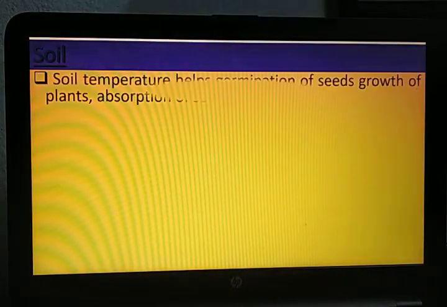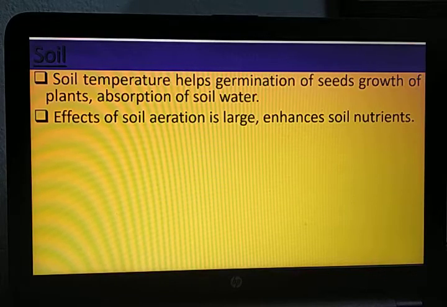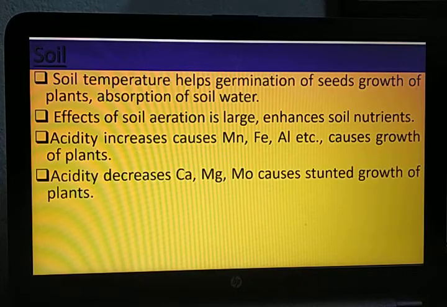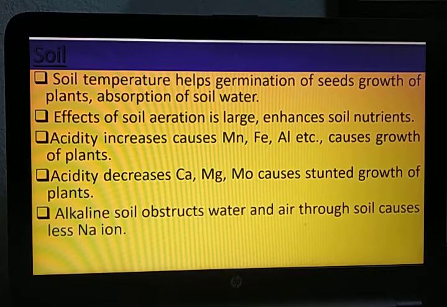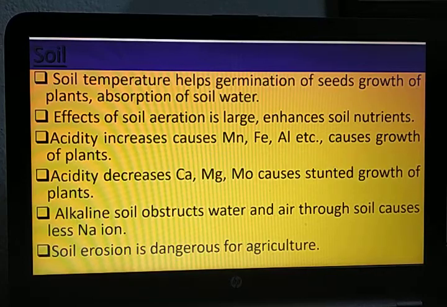The other roles of soil: soil temperature helps germination of seeds, growth of plants, and absorption of soil water. The effect of soil aeration is large; it enhances soil nutrients. Acidity increases manganese, ferrous, aluminium, etc., which causes growth of plants. But the negative impacts of acidity are decreased calcium, magnesium and molybdenum, causing stunted growth of plants. Alkaline soil obstructs water and air through the soil, causing less sodium ion. Soil erosion is dangerous for agriculture.